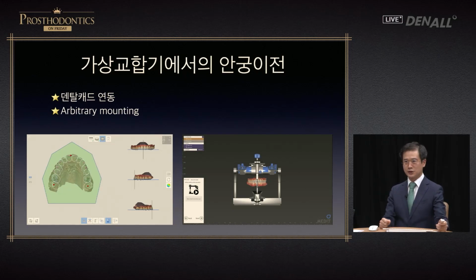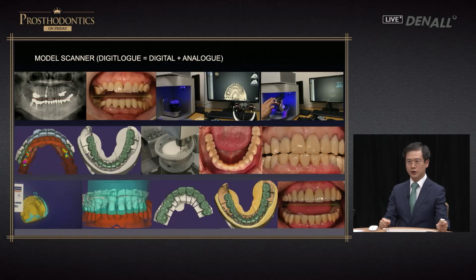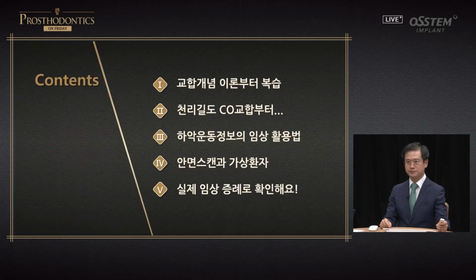Face-bow transfer is very important. When you do mounting on the software, you can adjust the occlusal plane. There is a green plate. You can adjust it following that. On the virtual articulator, mounting can be done as set. Another traditional method is to use the articulator and mount it. The position is reflected onto the computer. There are 5 contents that I want to discuss today, and I will go through each in detail.